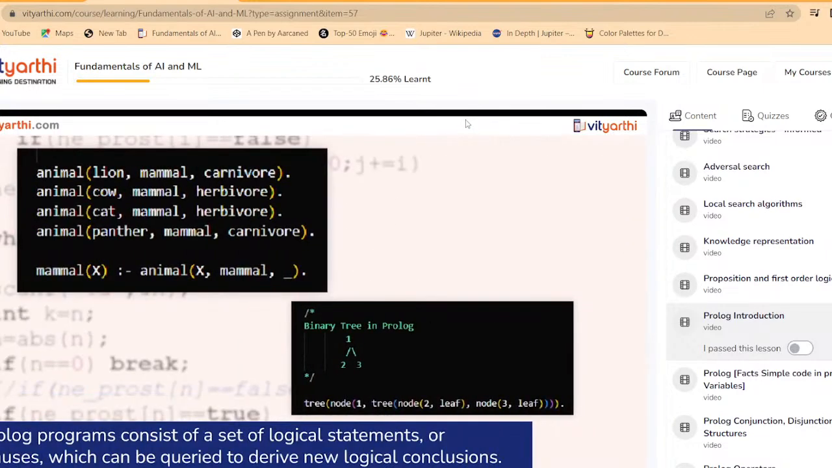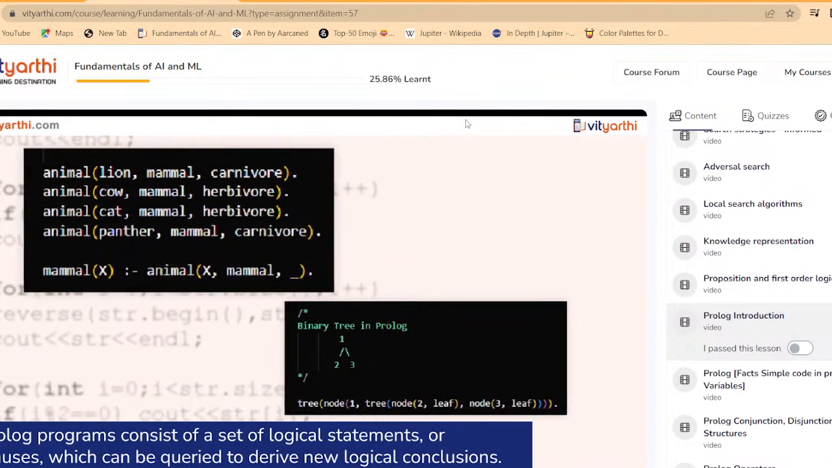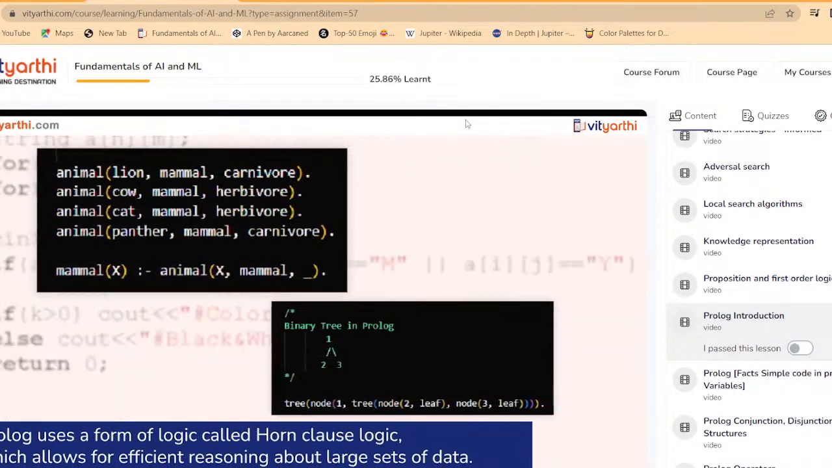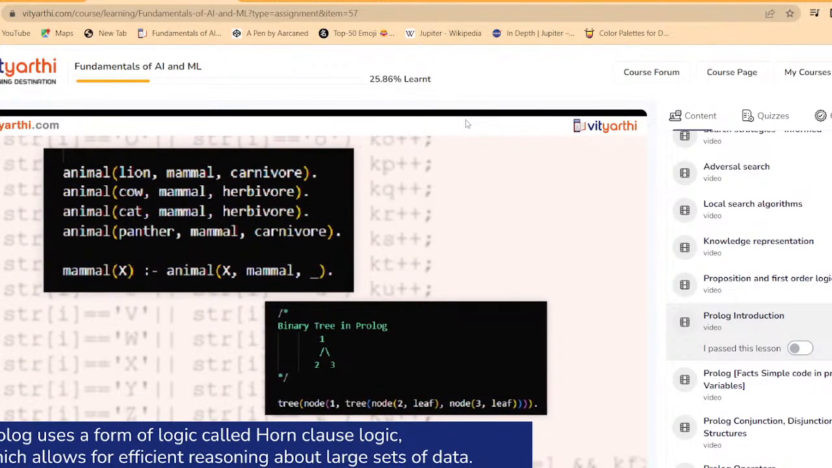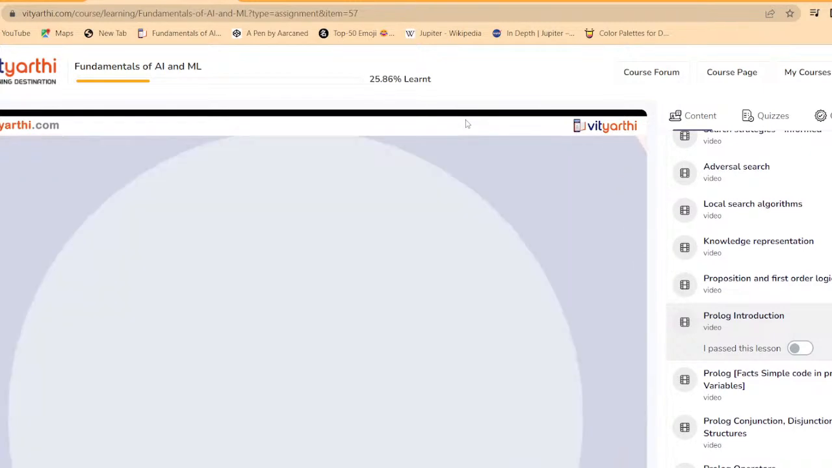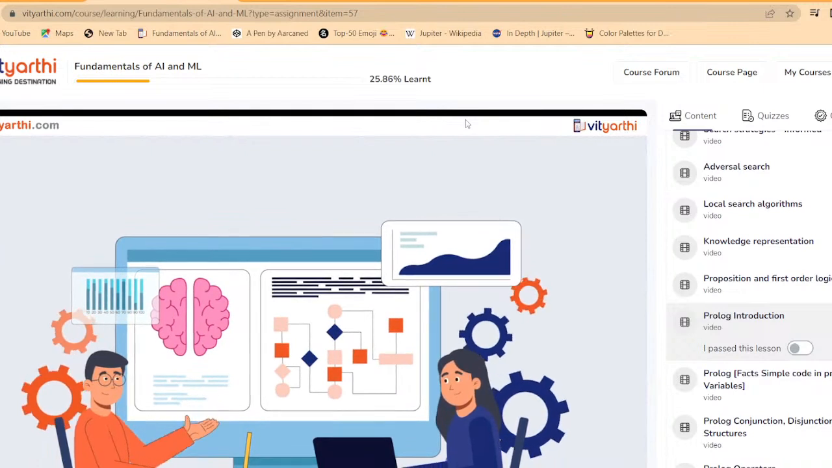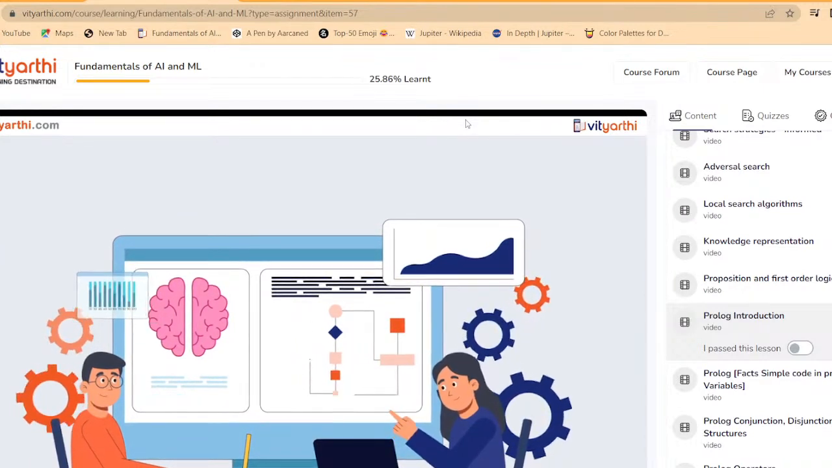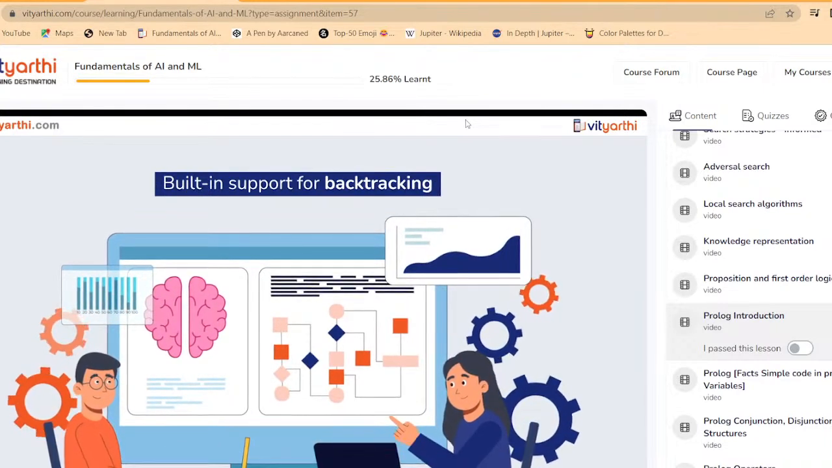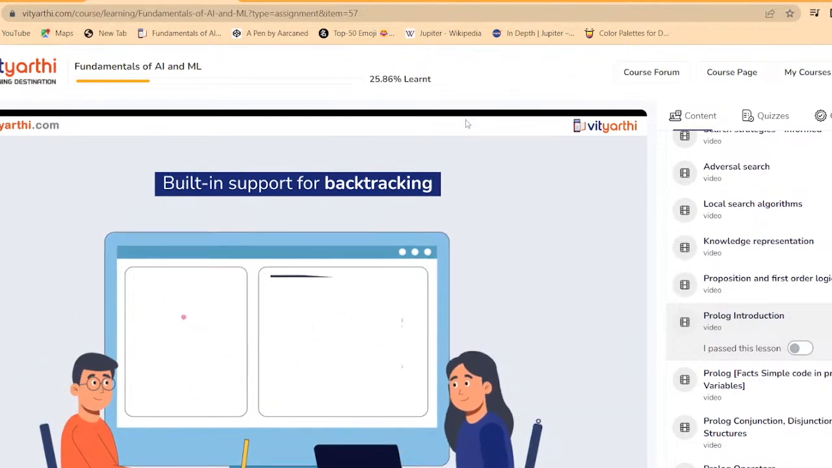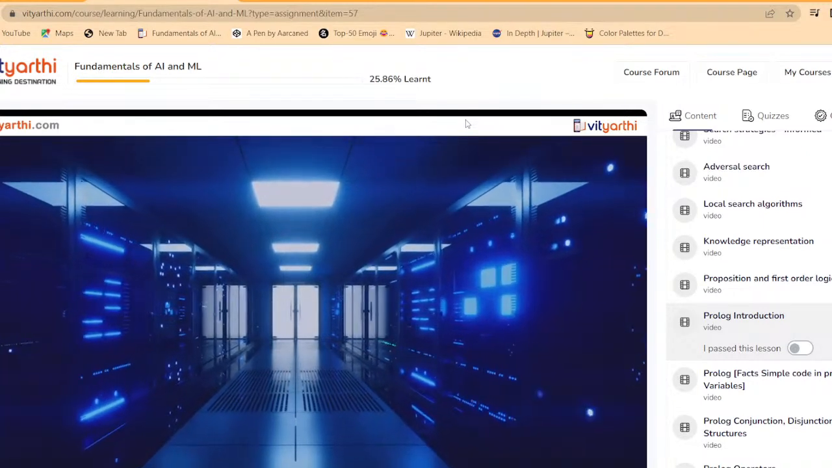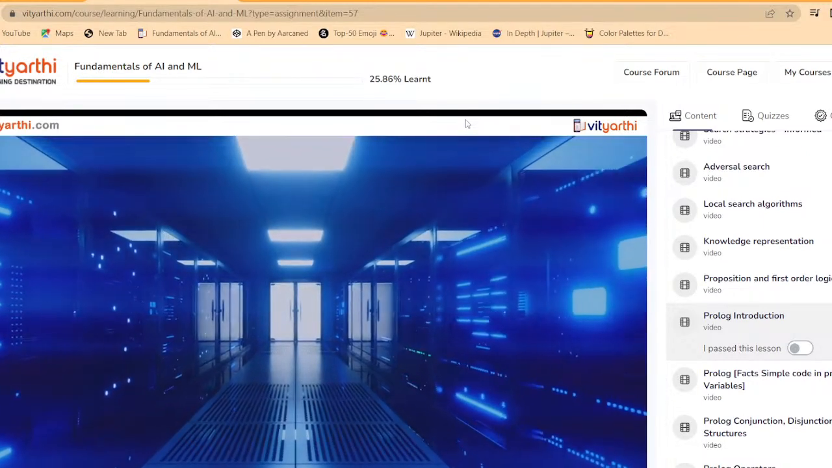Prolog programs consist of a set of logical statements or clauses, which can be queried to derive new logical conclusions. Prolog uses a form of logic called Horn clause logic, which allows for efficient reasoning about large sets of data. Prolog has a number of important features that make it well suited for certain types of programming tasks. For example, it provides built-in support for backtracking, which allows the programmer to explore multiple possible solutions to a problem. Prolog also supports pattern matching, which allows for efficient manipulation of complex data structures.